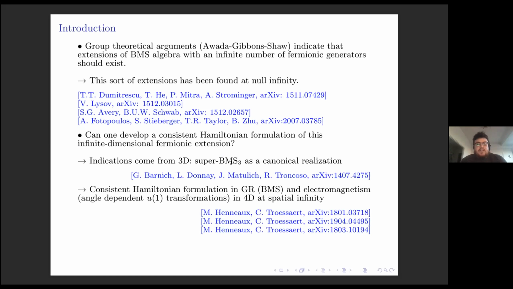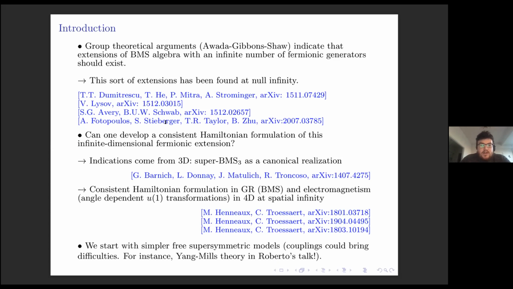Well, we have indications in 3 dimensions, where in this paper by Glenn Loga, Javier, and Ricardo, they found a supersymmetric extension for BMS3 as a canonical realization, in the case of general relativity for asymptotically flat spacetimes. And also in 4 dimensions, in the case of pure gravity and electromagnetism, Mark and Cedric found the BMS algebra and these angle-dependent U(1) transformations at spatial infinity.